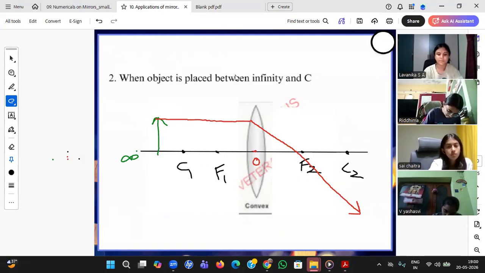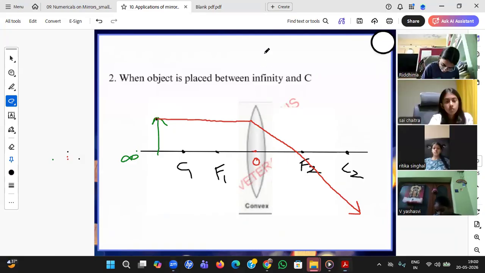Ray 3, you want to take? Okay, so Sai Chitra is taking ray 3. What is ray 3? Lavanika, go ahead. Sir, a ray that passes through the optical center. Okay, you want to take optical center?